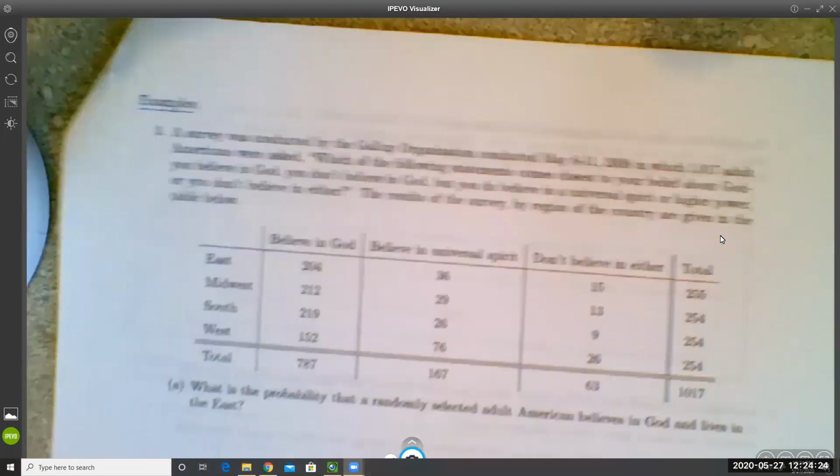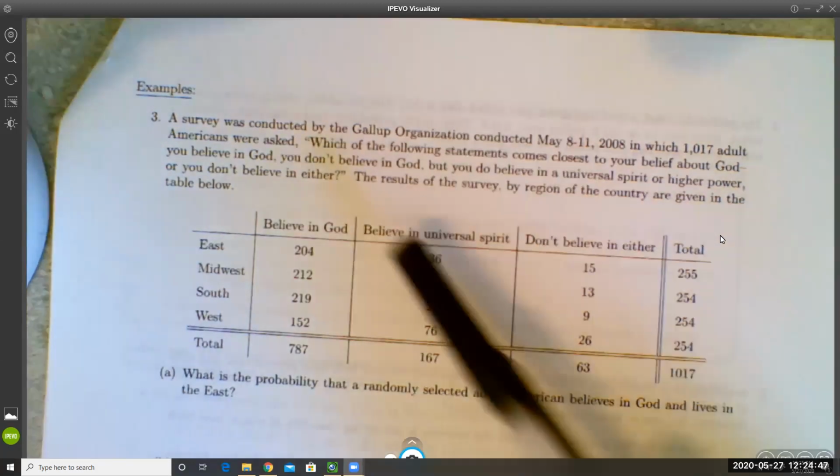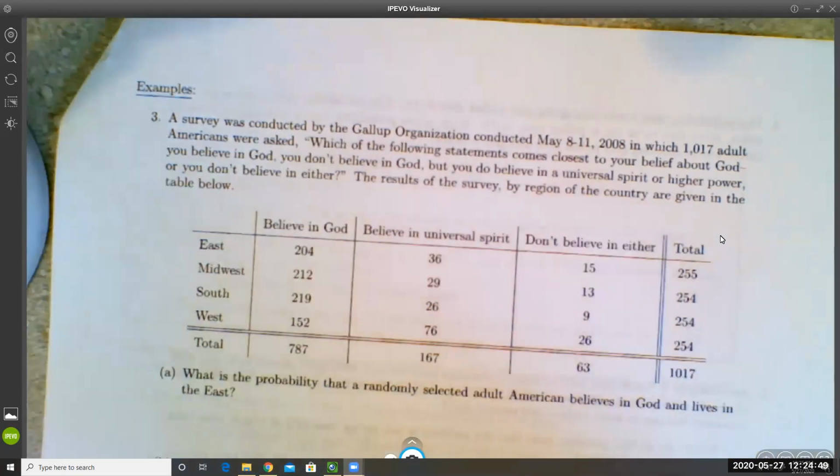All right, so here's another example. A survey was conducted by the Gallup organization from May 8th through 11th, 2008, in which 1,017 adult Americans were asked, which of the following statements comes closest to your belief about God? You believe in God, you don't believe in God but you do believe in a universal spirit or higher power, or you don't believe in either. The results of the survey by region of country are given in the table below.